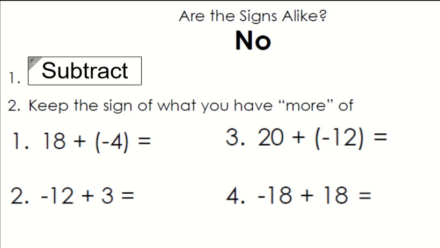So for this number 1 here, I got 18 plus -4. What I do is 18 minus 4. 18 minus 4 is 14. I use the sign of the bigger number. 18 is bigger than 4. 18 was positive, so my answer is positive 14. That make sense? All right, y'all do the other 3.